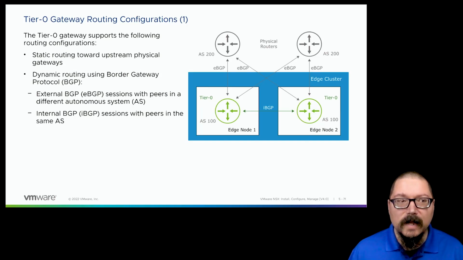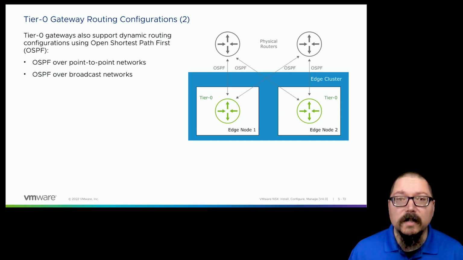Now, we can route using static routes, like we said. We can route dynamically using BGP. This is likely going to be the routing protocol that you use that gives us dynamic routing externally to the physical network. It gives us internal BGP. Oftentimes that's used inside of NSX, peering your service routers together so that we have some path resiliency.